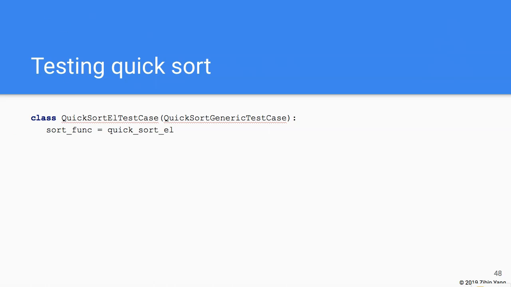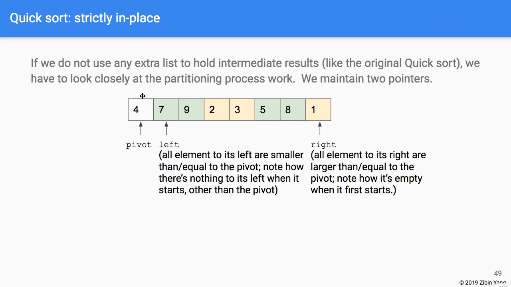And here it goes. So we cannot use any extra list to hold any of the intermediate results. By the way, this is how the original quicksort was written back in the late 50s and early 60s. In order to do that, we have to figure out how the partitioning process works, and where to hold all the intermediate results. So the basic idea is that we'll maintain two pointers, in addition to the pivot. We maintain a left and a right pointer.